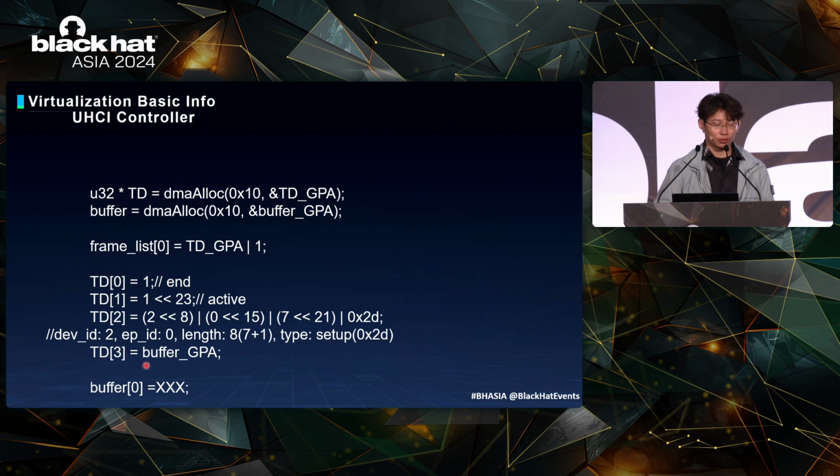Here is the TD structure. The TD structure's first integer is set to 1. It means this is the last TD structure. And here it sets the device ID, endpoint ID, length of extra buffer, and the TD structure's type through bit shifting operations. And it sets the last integer with the GPA of the buffer.